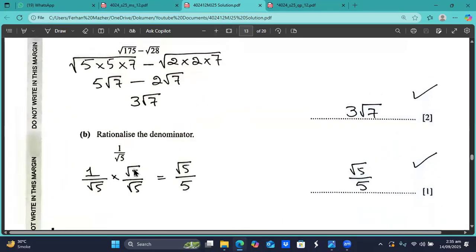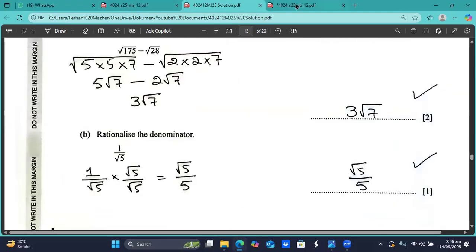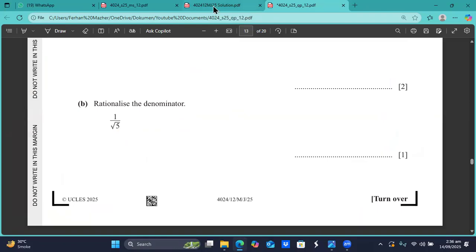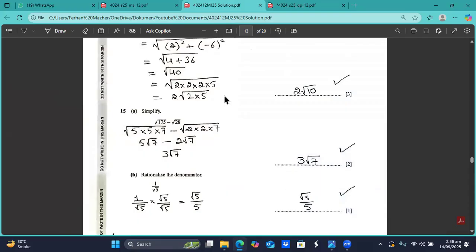Okay, so multiply and divide with the square root of 5. In the numerator, you will have square root 5. In the denominator, square root 5 multiplied by square root 5 will become 5. So the answer is square root 5 divided by 5. So that's good. This is how this is done. And let me reduce the size so you can see.